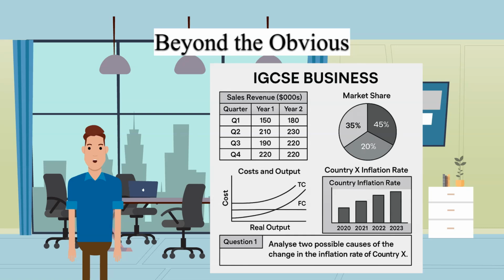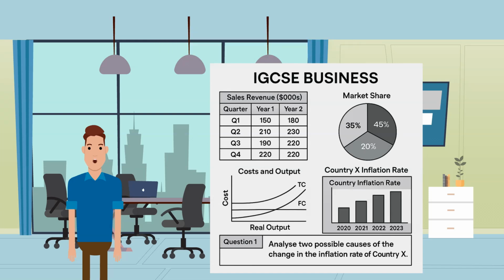Step 2. Beyond the obvious. Always ask yourself, what might have caused this change, even if it's not directly stated? That's where higher level marks live.